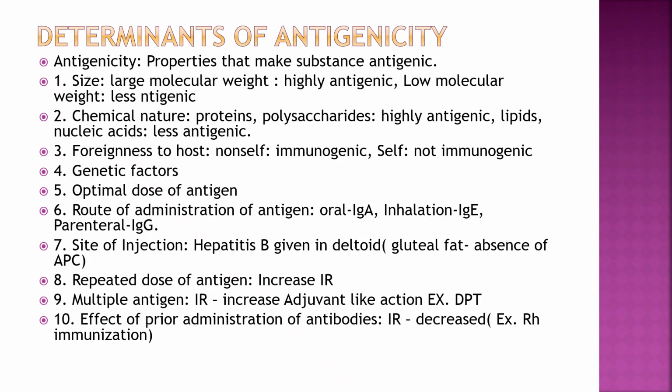Then effect of prior administration of antibodies. So immune response is decreased. An example of that is Rh immunization. In that, if Rh antibodies, that is Rh immunoglobulin, are given, then Rh antibodies are not produced, and that is used in the treatment or prevention of hemolytic disease of newborn.